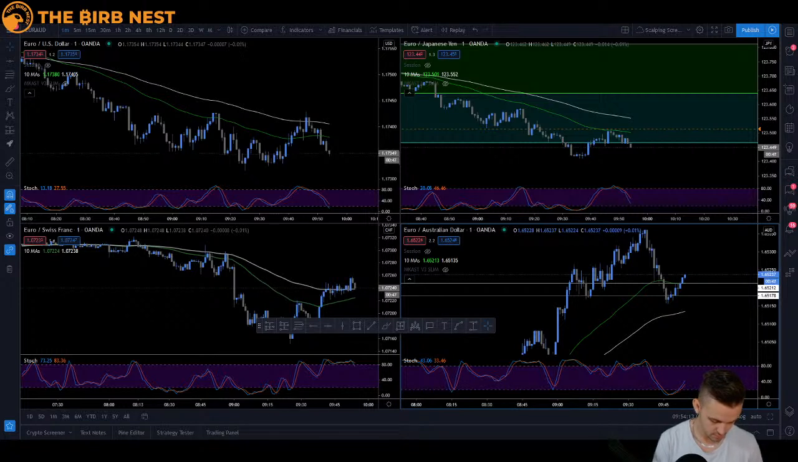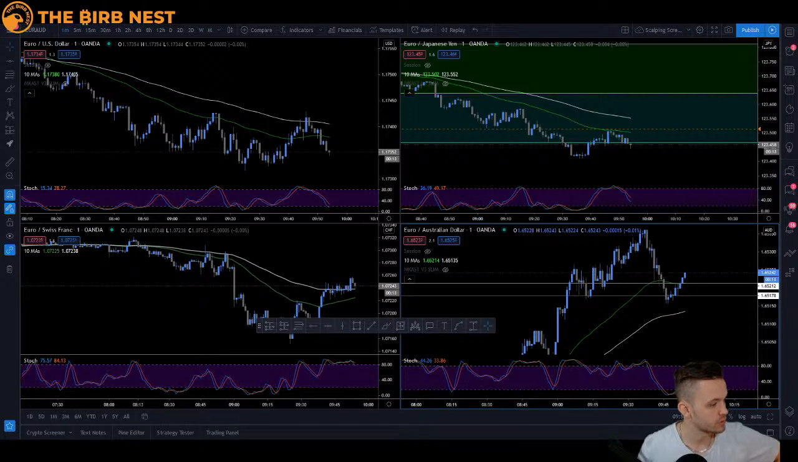Oh man. God damn it. It seems for some reason I can't get in on the desktop app or the mobile app. What's going on? Let's try it again. We've got euro versus Australian dollar to go long.